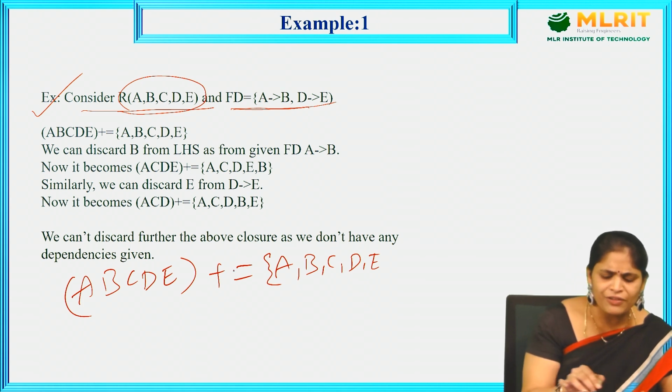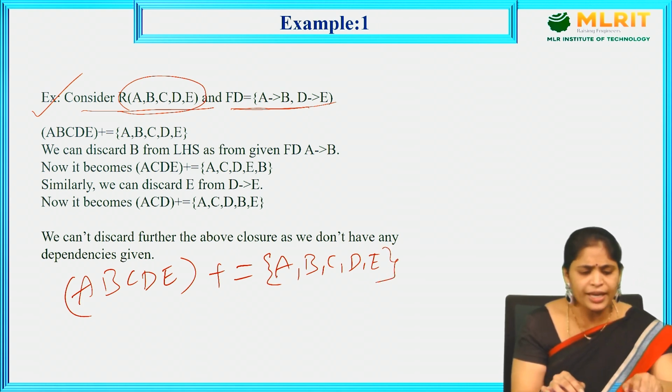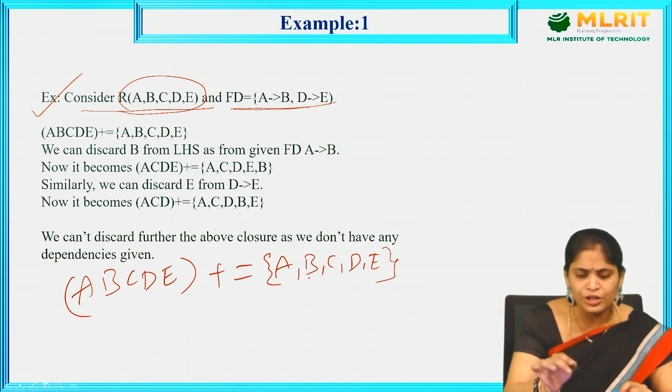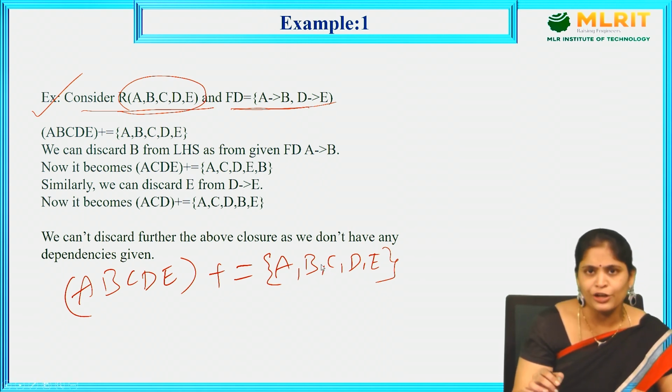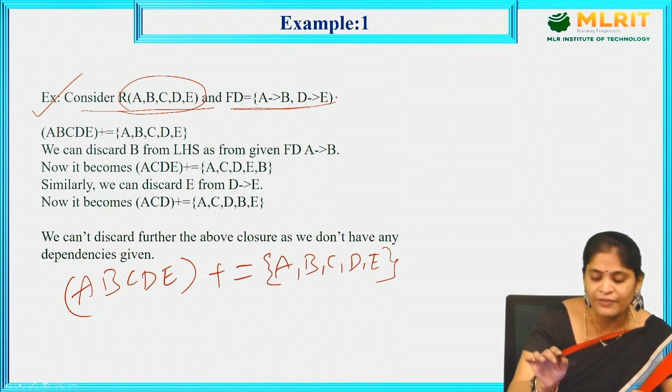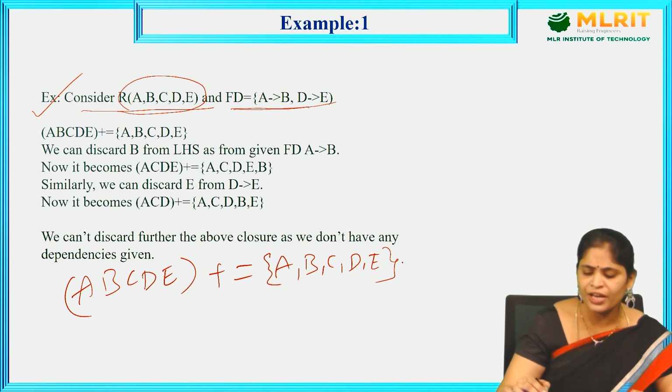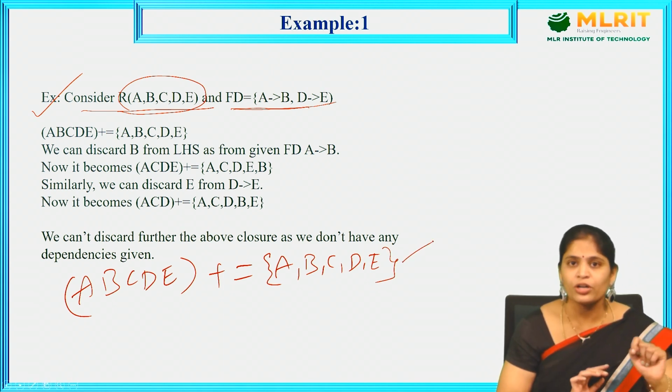Okay. Here we have included all the attributes. A derives B. Yes, B is also included. Next, is C derived by anything? No. Next, D derives E. This is also included. So, we have included all the attributes here. That is our first step.